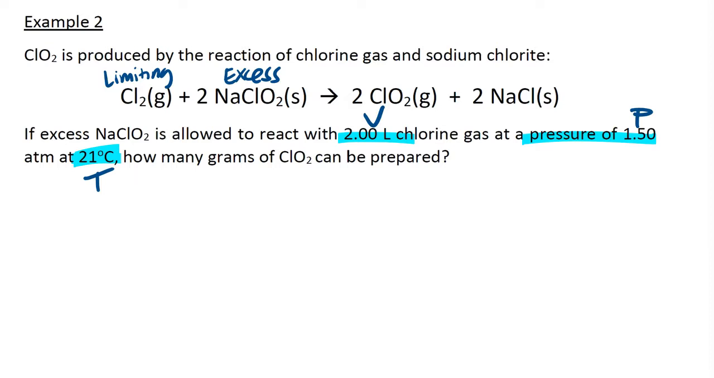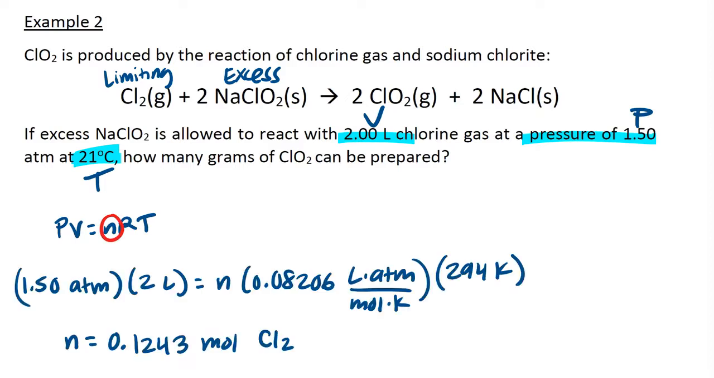So in this case, I got volume, pressure, temperature of a gas. This is a PV = nRT problem. So it's PV = nRT. You are going to solve for n, moles of this gas. Alright, so I have plugged in all the variables for the chlorine into PV = nRT, remembering to convert our temperature into Kelvin here, adding 273. And I solve for n, and I get 0.1243 moles of chlorine gas. That is how much chlorine is available.